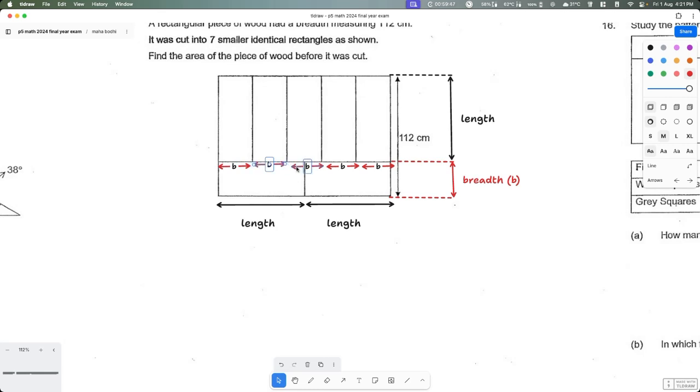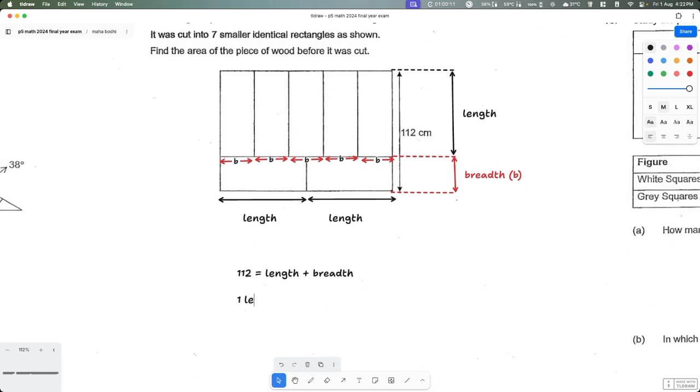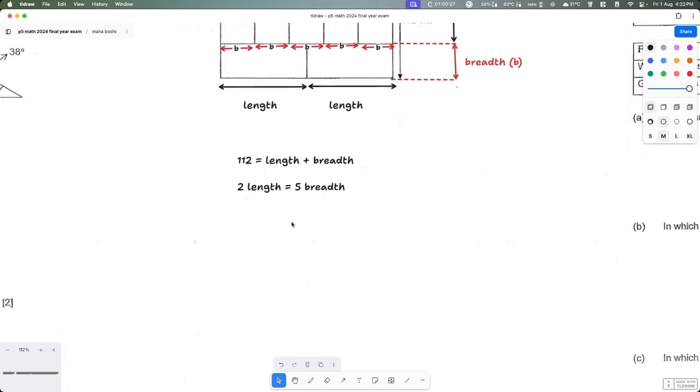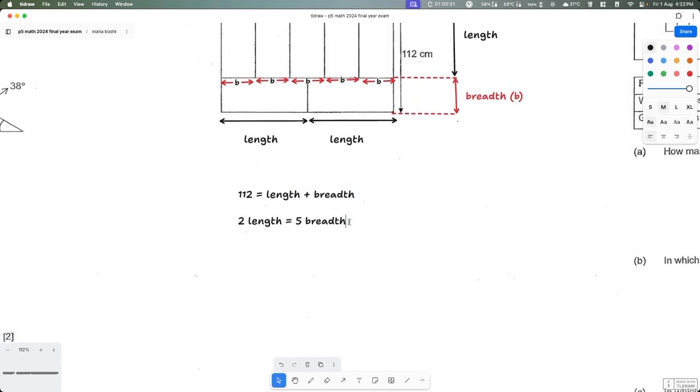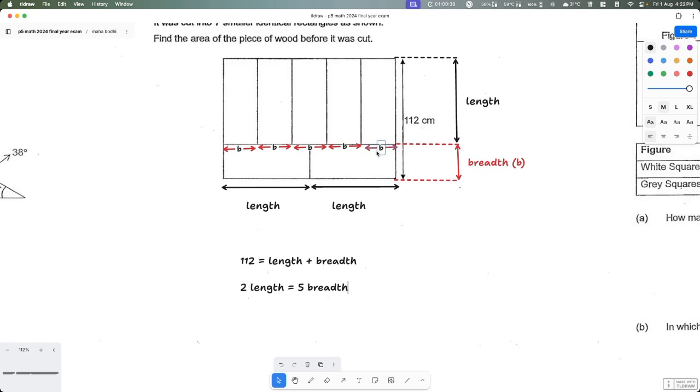So from here, can we find a way to get the area of the piece of wood? Can we measure the breadth and length over here? Actually, we can. First, we know that 112 is equal to length plus breadth. Then we also know that 2 lengths is equal to, so how many breadths do we have? We have 1, 2, 3, 4, 5. 2 lengths is equal to 5 breadths. Can we do something about it? Yes, we can. Either way, you can swap things in. 2 lengths equal to 5 breadths, and 1 length plus 1 breadth is 112.